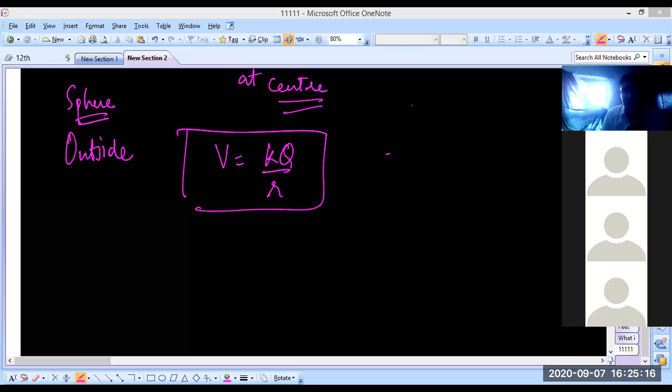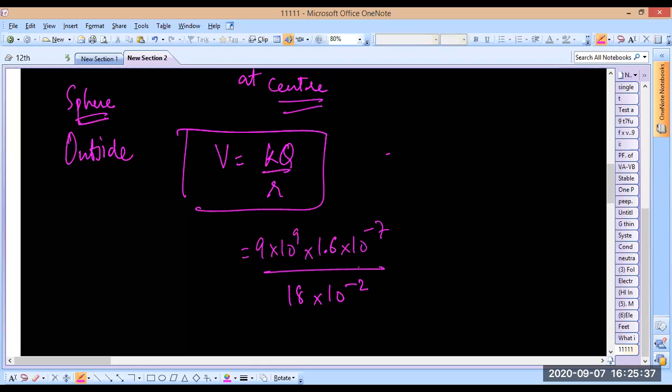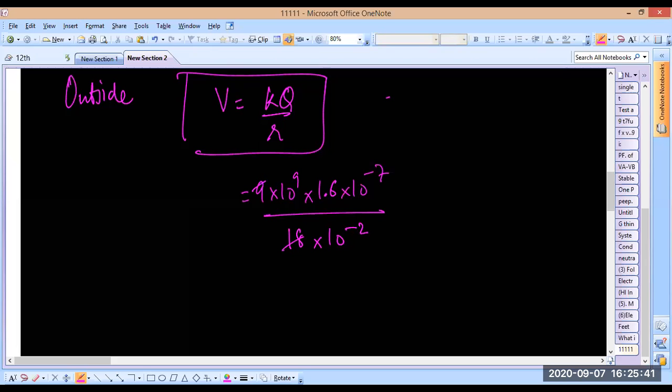K, 9 into 10 raised to 9, 1.6 into 10 raised to minus 7, divided by 18 centimeter. Okay, this is divided by 18 centimeter. So now of course this is cancelled.